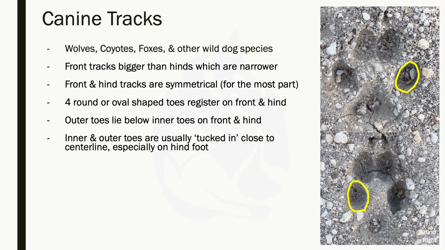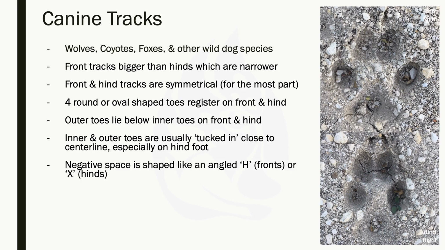Where some other species like cat, it's going to be farther out typically. And then you'll also see that if you draw a line between the negative space, and again, that's where nothing really registers, that area between the toes and the palm pad, that on the front foot, you'll typically get this sort of angled H shape.